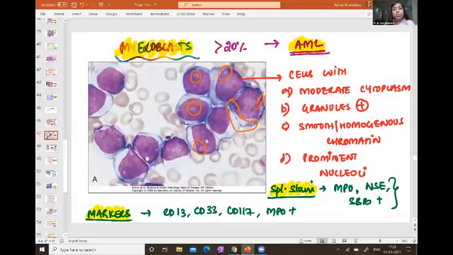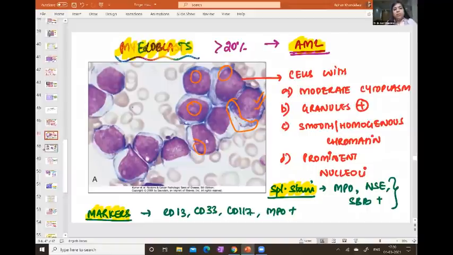But remember, students, on morphology, just on the basis of peripheral smear, I do not make a confirmatory diagnosis that this patient has ALL or AML. What is important for me to do is a special stain. If the patient has a lymphoblast, remember, lymphoblasts are PAS positive, whereas myeloblasts are myeloperoxidase, non-specific esterase or Sudan black B positive, correct?